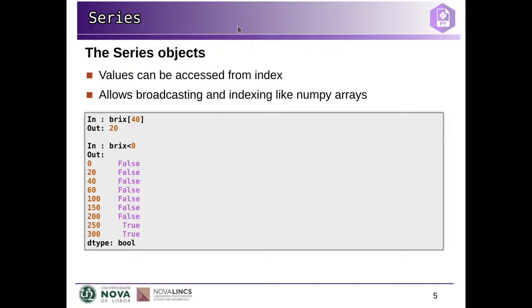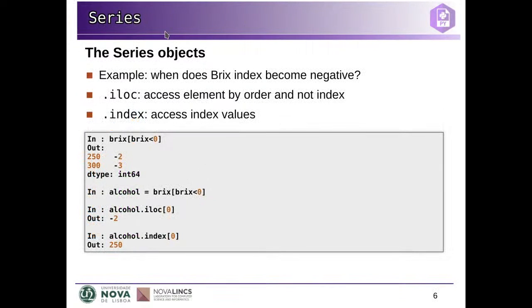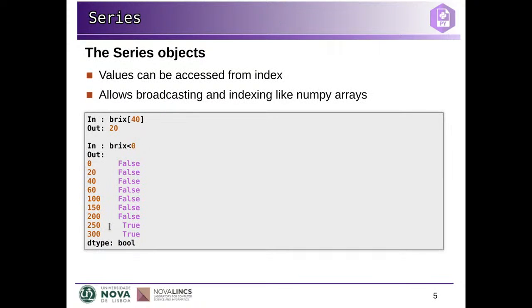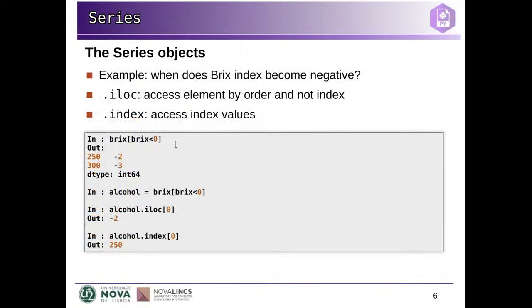So these are all the comparison of all these different values and 0. But the series retains the same index. So we can see at which time the sample became negative. The Brix index became negative on our fermentation. And we can also use these series to index our series. So we can ask from the Brix series what are the entries for which the values are less than 0.